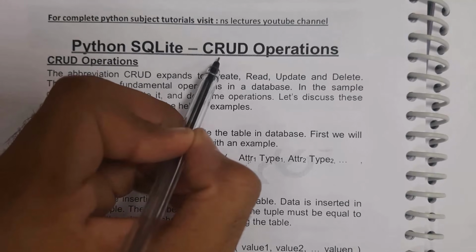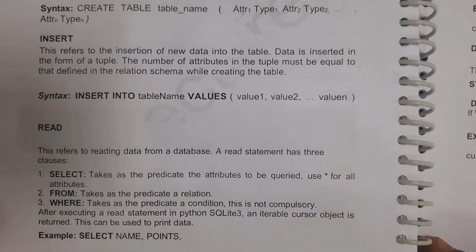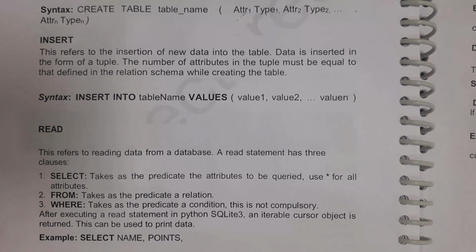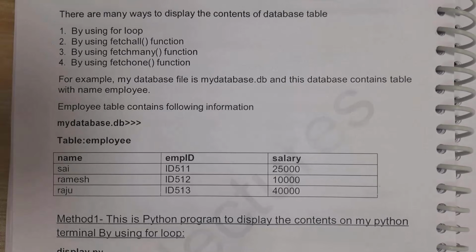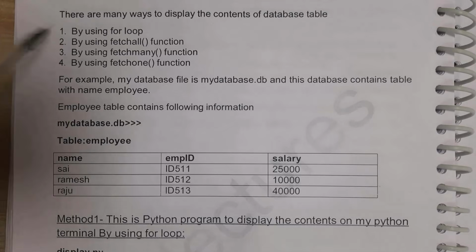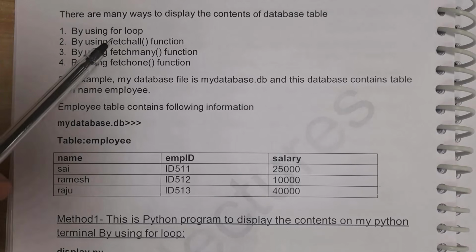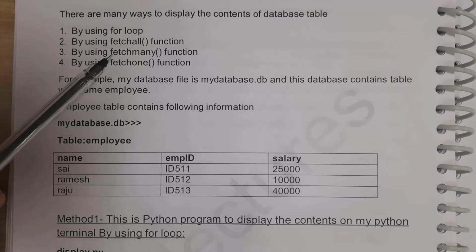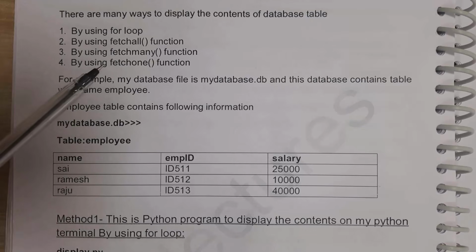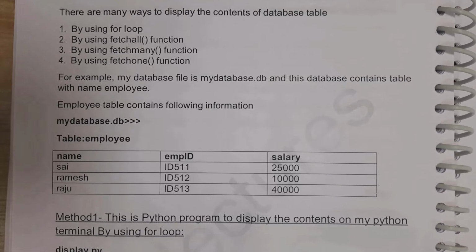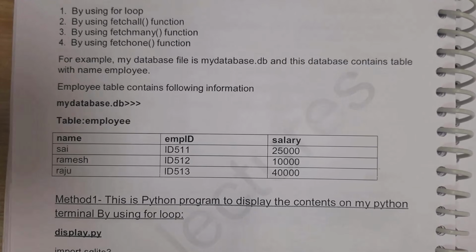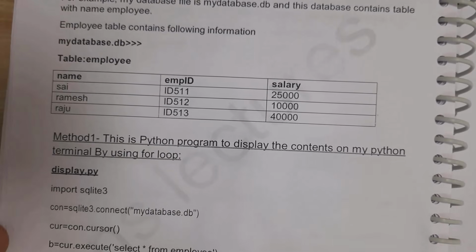And next I will explain what is the use of the read operation. Read operation is nothing but whatever table is present inside my database, I want to see the table on my output screen. This is known as the read operation. In order to see the table in output, there are four ways. First one is by using a for loop, next one is by using the fetchall function, next one is by using the fetchmany function, and next one is by using the fetchone function. I will give an example. For example, my database name is mydatabase and my database contains a table. The table name is employee, and the employee table contains three columns.